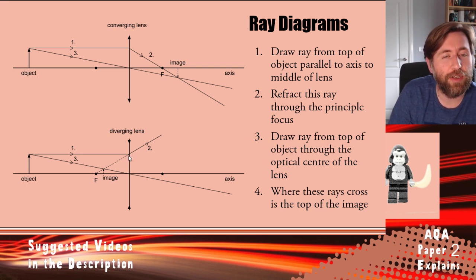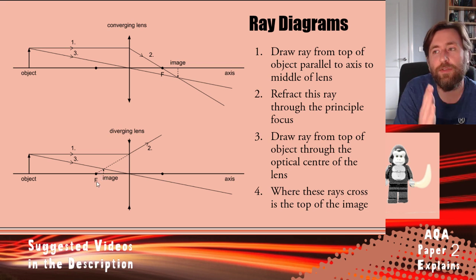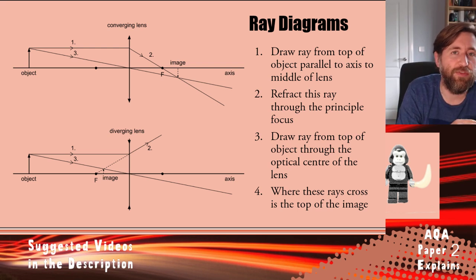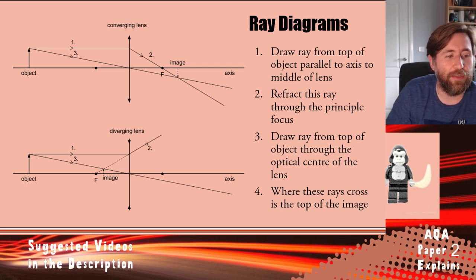Now, a diverging lens is slightly different because the diverging lens acts to spread the light out from a point. Now, which direction does it go? You just line it up with the other principal focus. And with a diverging lens, you use the principal focus before the lens. So step one is exactly the same: ray parallel to the axis, to the middle. Step two is similar, you've refracted it, but it's going out, so you use the behind focus to line up where that goes. And step three is exactly the same, and step four is exactly the same: where the rays cross is the top of the image.